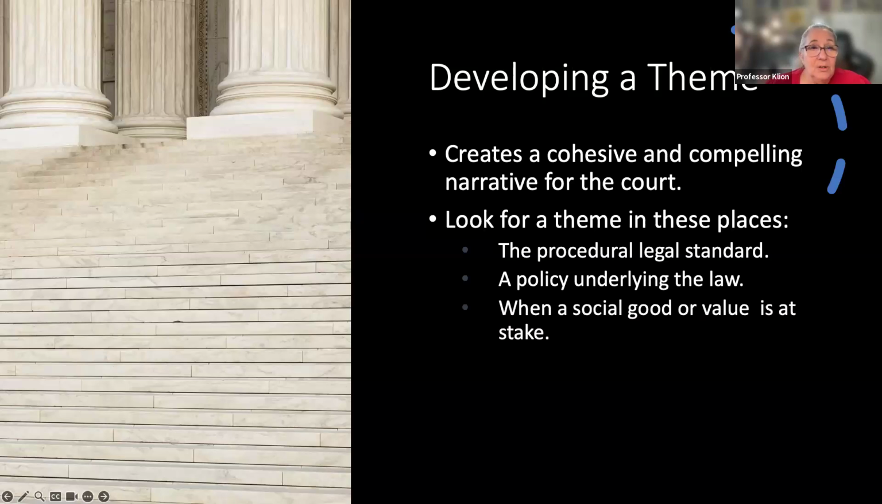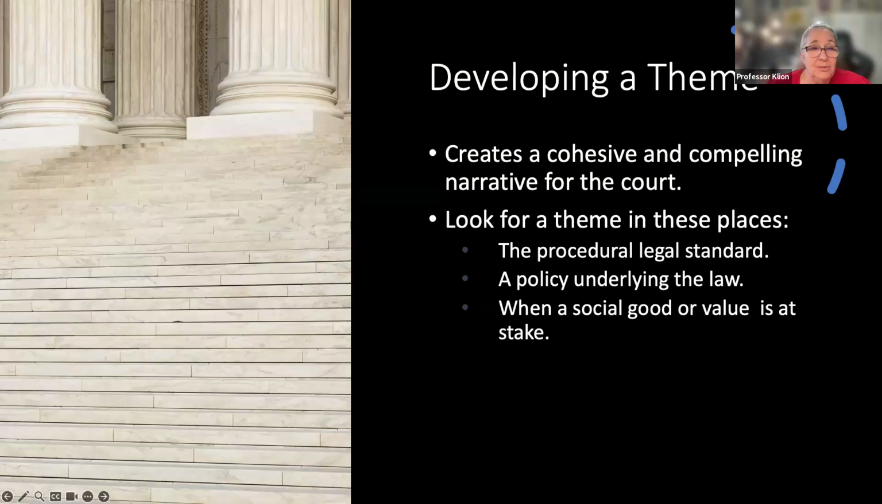Also, finally, you can look for a theme where a social good or a value is at stake. Freedom is a value that people look at often. I want you to know that themes are more likely to be accepted when they're based on concepts that aren't in dispute, where it's not something that the other side can say, oh, that didn't happen here.